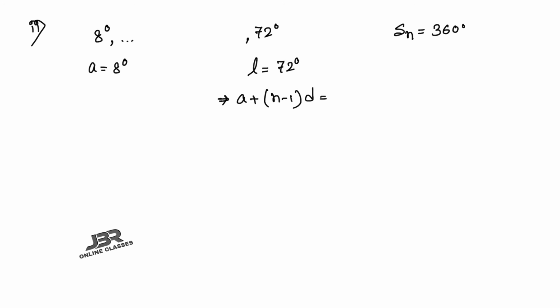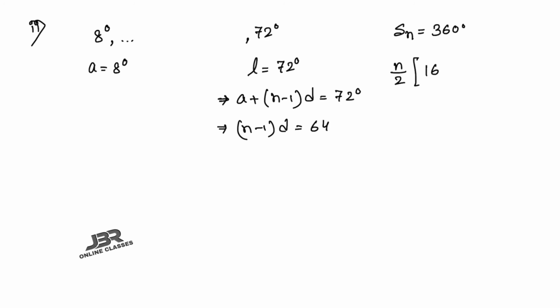Okay, so here the first one is A, and the last one, definitely the highest one, is 72 degrees. Now you know in a circle the addition of all angles, that means here Sn, is definitely 360 degrees. Here A equals 8 degrees and L equals 72 degrees. Now the formula for L: A plus (n minus 1) into D equals 72 degrees. So A means here 8, so (n minus 1) into D equals 72 minus 8, so 64 degrees.